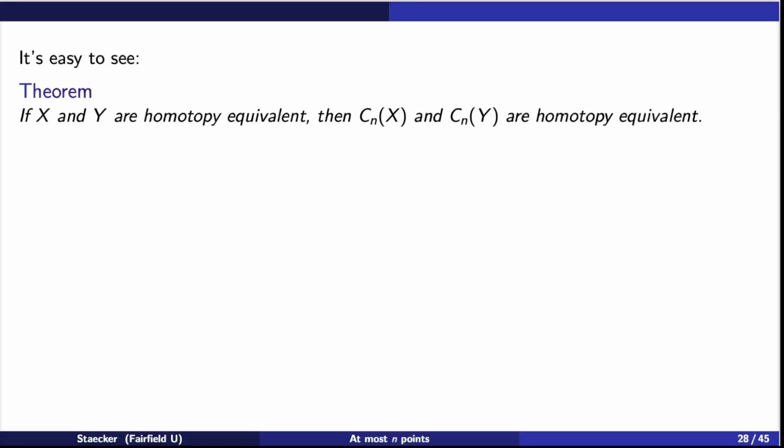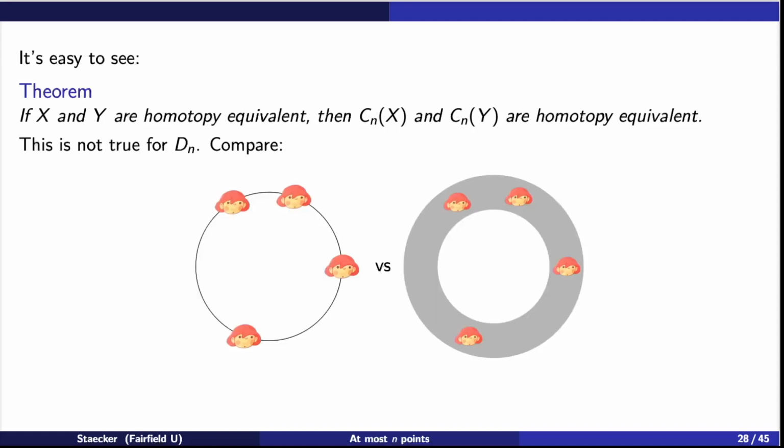It's different from Dn of x. And here's one big difference. The proof of this is totally straightforward. If x and y are homotopy equivalent, then these configuration spaces are also homotopy equivalent. I don't know if that seems obvious, but this is not true of the D configuration spaces. Remember, those two configuration spaces have different fundamental groups. But in terms of this C configuration space, allowing collisions, they are actually the same.